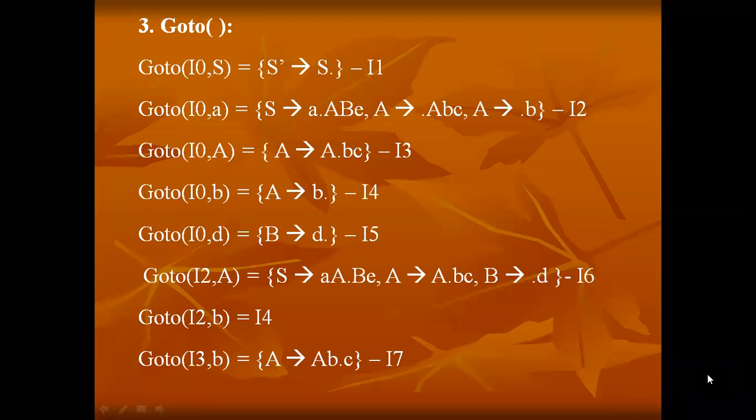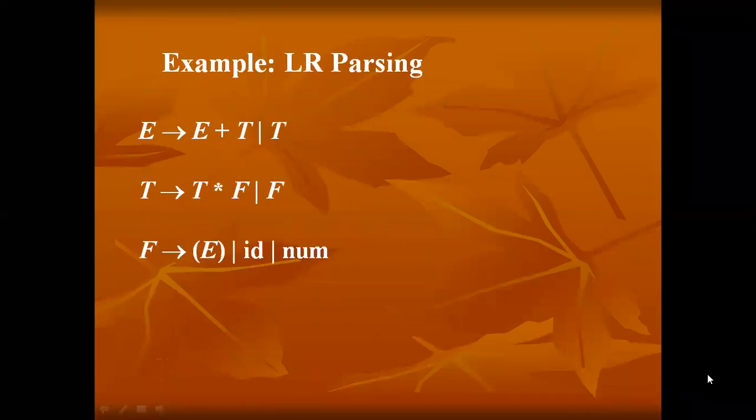For this example, the continuation part is step number 3. You all should represent the first and follow table, and all of you make a note of this exercise. Example number 1. E tends to E plus T or T, T tends to T star F or F, F tends to open parenthesis E closed parenthesis, or ID or num.